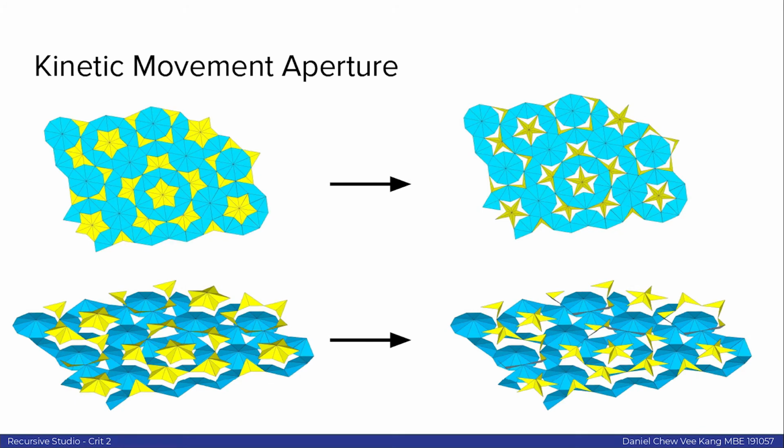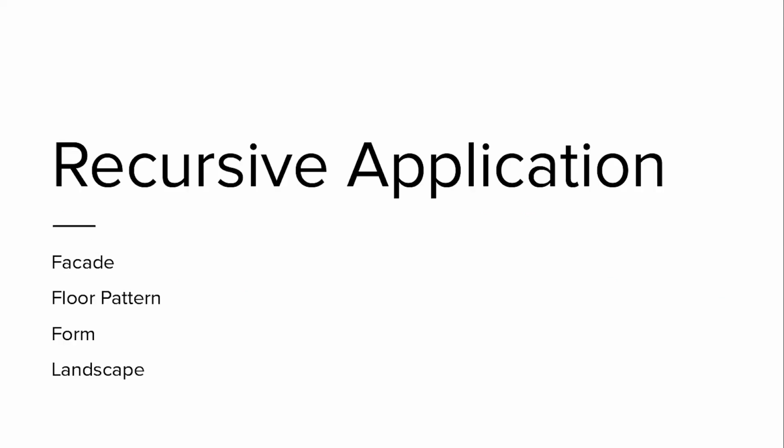Next, I would like to explain the kinetic movement aperture. For now, I have proposed that the yellow parts of the pattern, which are the darts, are to be movable and the kinetic part of the facade. Simulations would have to be done to test whether just the yellow darts are sufficient to provide optimum illuminance levels throughout the day. The recursive application on which I intend to apply it would be on the facade, the floor plan, the form, and also the landscape.